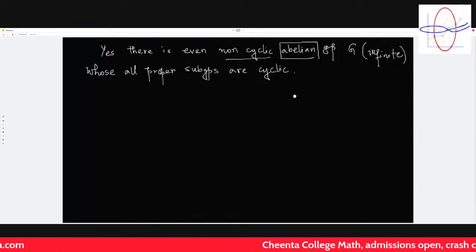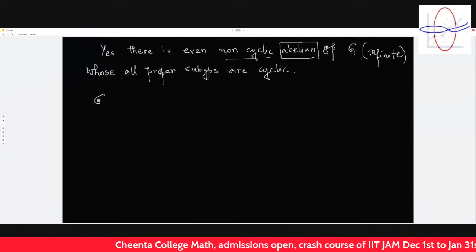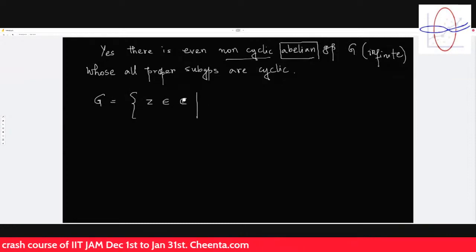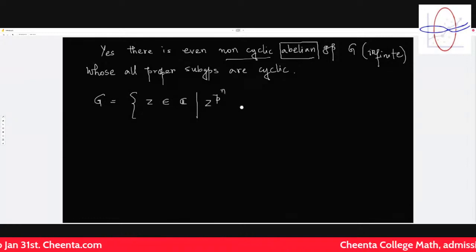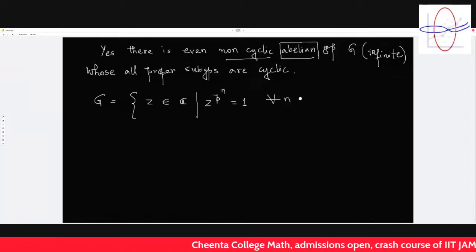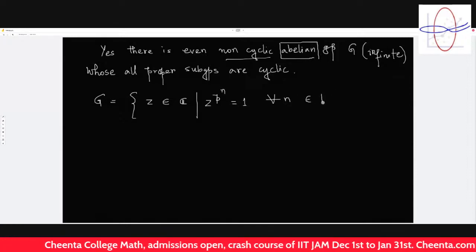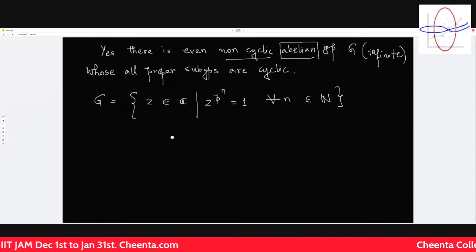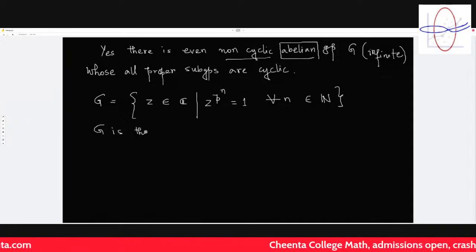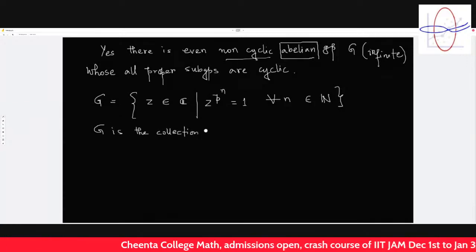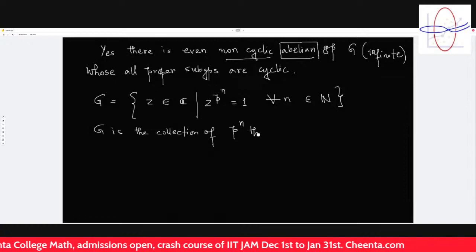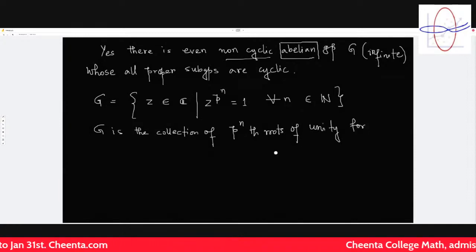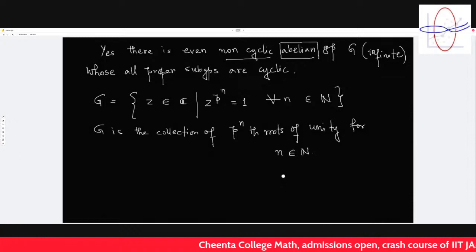Okay, so the example to this is this group. Take G to be the collection of all z belongs to C such that z to the power p to the power n is equal to 1 for some n belongs to the natural numbers. That means it is practically the collection of p to the power nth roots of unity, for n belongs to N. So this is as simple as that.